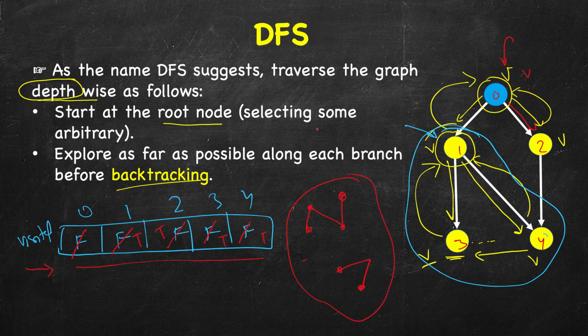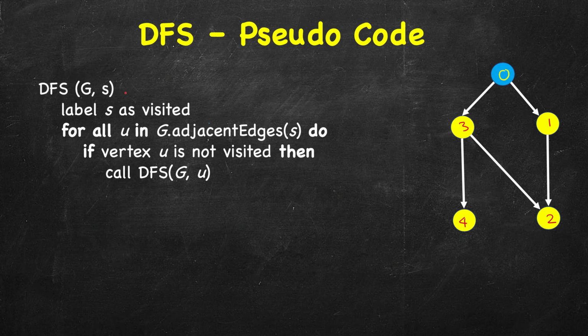So first let's look at the pseudocode for DFS. So label a starting node as visited.